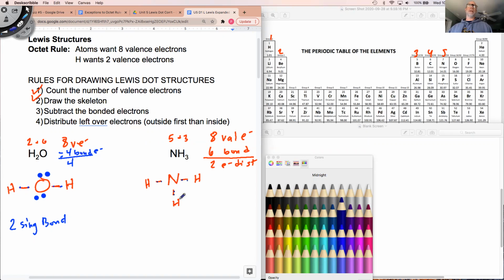So we distribute on the outside if we can, but since there's no room, we're going to distribute to the inside. 1, 2, we're done. This is the Lewis dot structure for ammonia. An N with 3 bonded hydrogens and then a lone pair on top. Again, 8 valence electrons total, minus 6 electrons from the bonds, and finally 2 electrons to distribute.